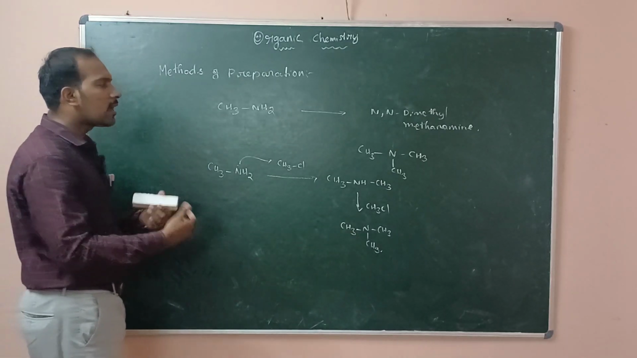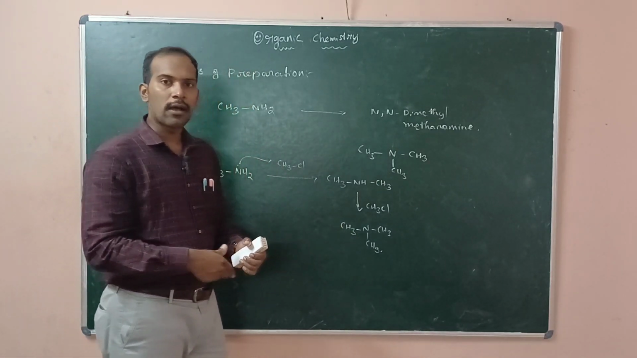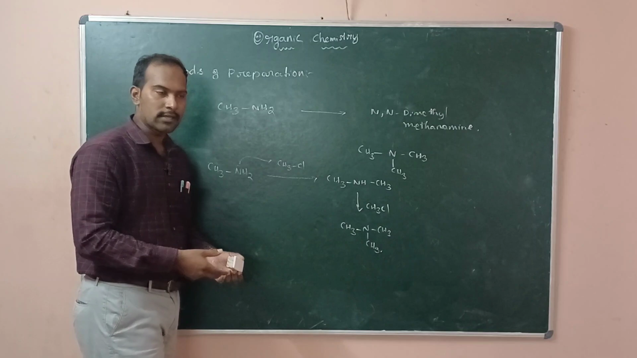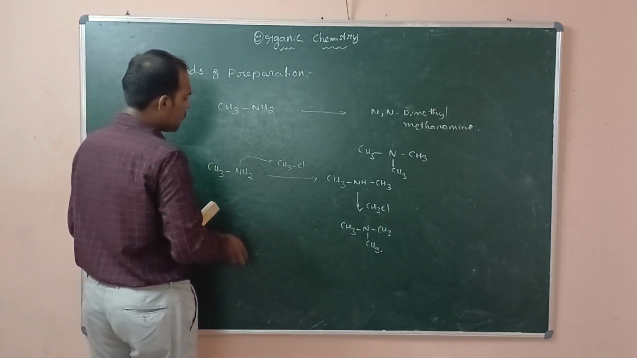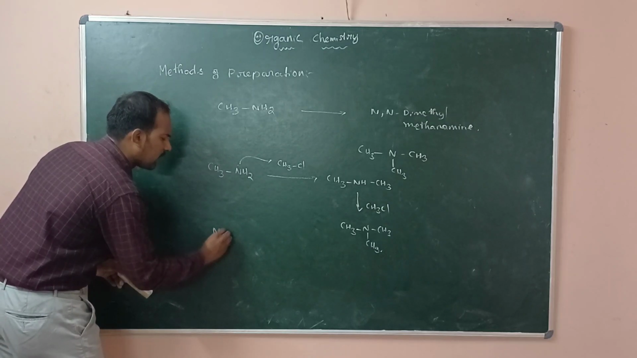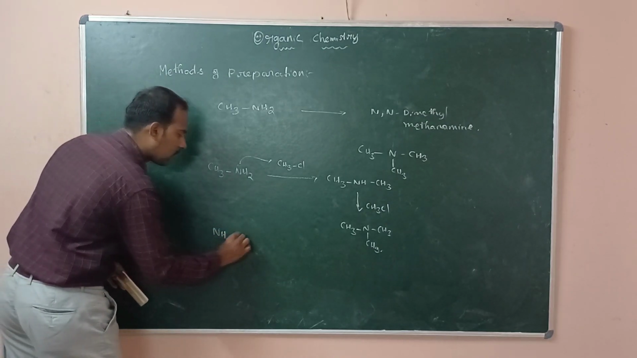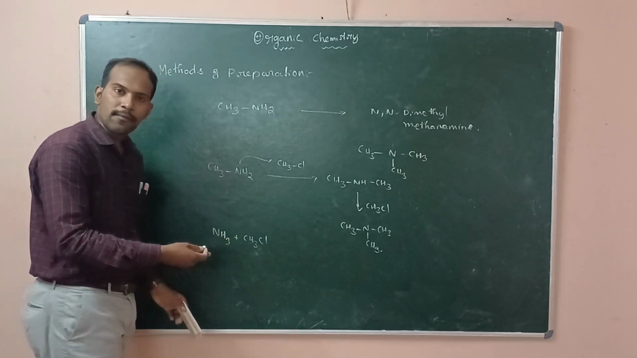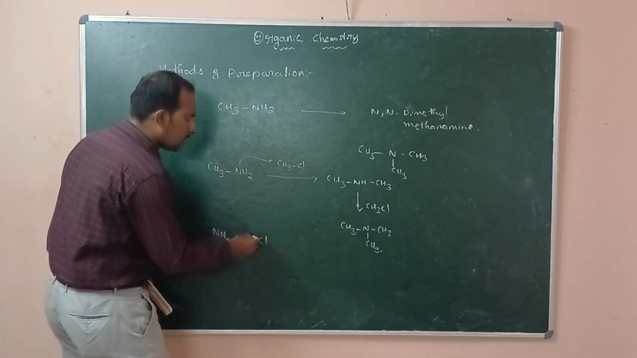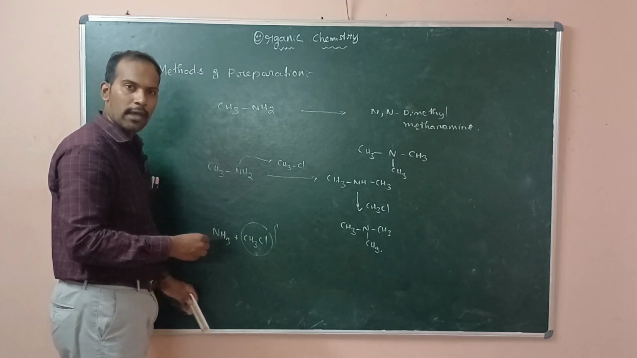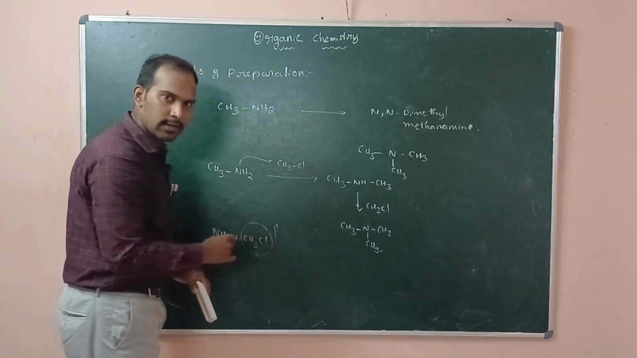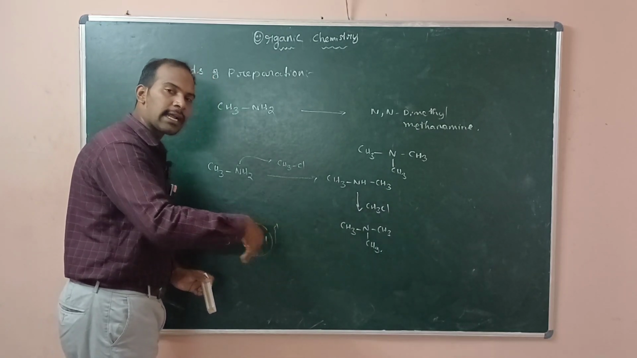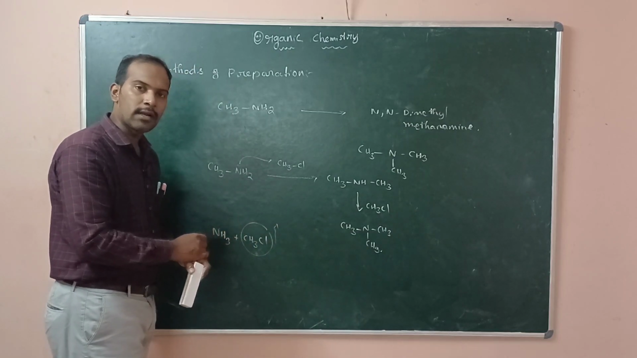What are the advantages and disadvantages of this method? In the chapter, they ask about the advantages and disadvantages of ammonolysis. So let us see: if you take ammonia and react it with CH3Cl, and if we have excess of CH3Cl, it will give the primary amine, then further the secondary amine, then the tertiary amine, and then the quaternary ammonium salt.